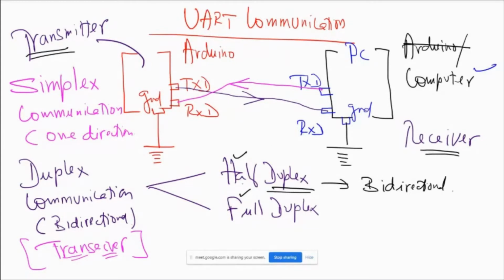In the duplex method, we have 2 types: one is half duplex, the other one is full duplex. Half duplex means when one party is communicating data, when one fellow is talking, the other fellow keeps quiet. And when the second fellow starts talking, the first fellow keeps quiet. The data is bidirectional, but at any given point in time, only one fellow transmits data, and the other fellow remains calm. The data flows either from here to here or from here to here, once at a time.